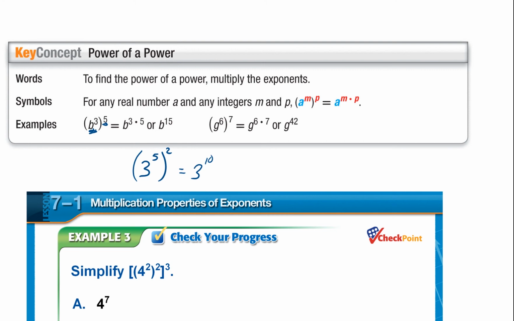So when you have a single monomial and you raise it to a power, you multiply the exponents. So exponentiation goes to multiplication, whereas before we saw how multiplication went to addition.